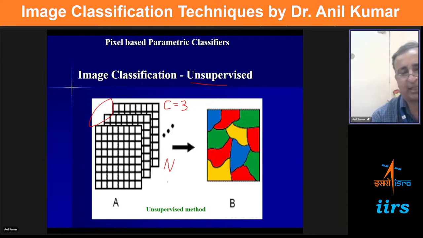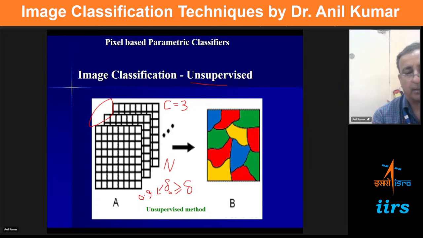Plus, we can add an extra parameter, the mean shift. At every iteration, how much mean shift there is, that is delta. And this delta should be less than or equal to delta naught. Delta naught is a user-defined value. Suppose its value is 0.9. So my delta should be less than or equal to 0.9. So it is an OR condition to stop the iterative process.